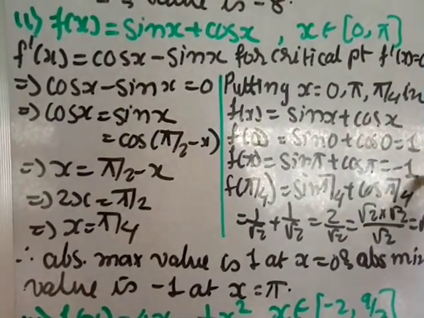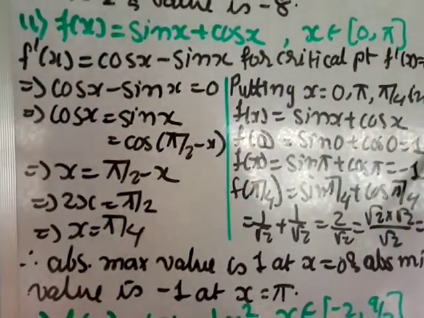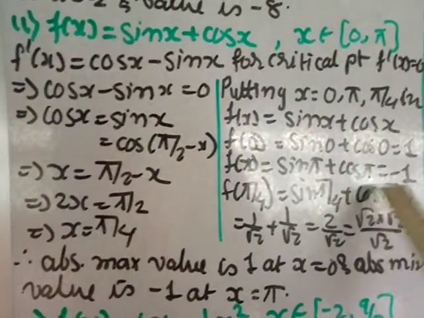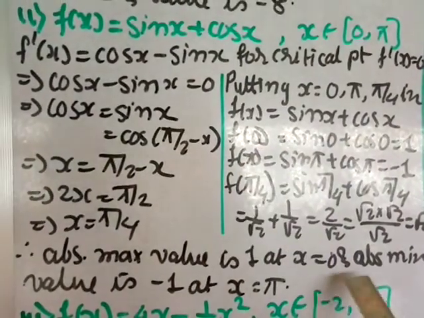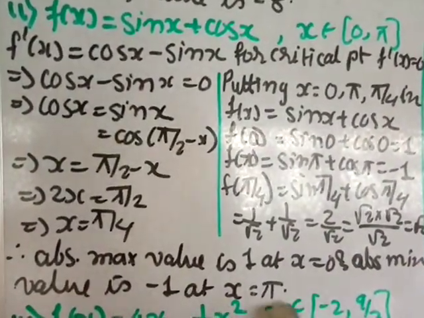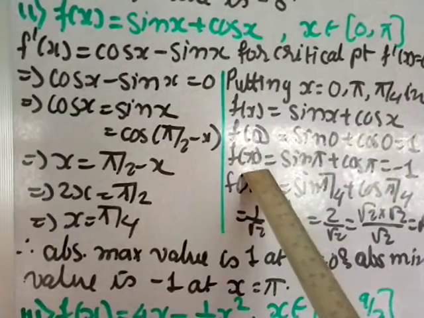One value is 1, one value is minus 1. So among these three we can say this is the highest value, this is the lowest value. So the absolute maximum value is 1 at x equal to 0. And the absolute minimum value is minus 1 at x equal to pi.